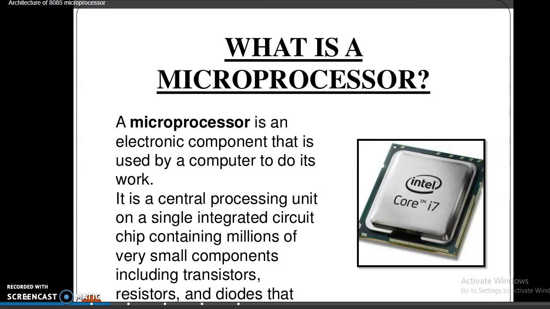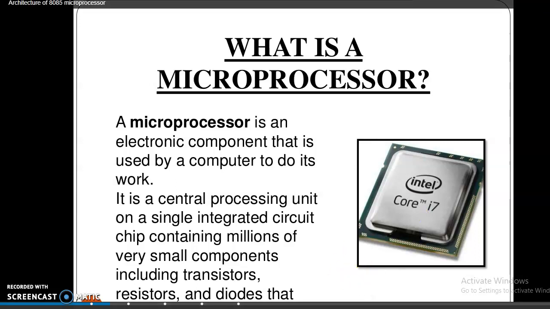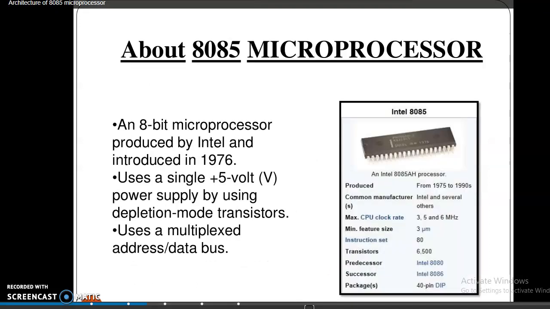Okay, a microprocessor is an electronic component. It is the central processing unit on a single integrated circuit chip containing millions of very small components including transistors, resistors and diodes. So this is called the microprocessor. You can see in the picture, this is the Intel Core i7 microprocessor displayed in the picture.